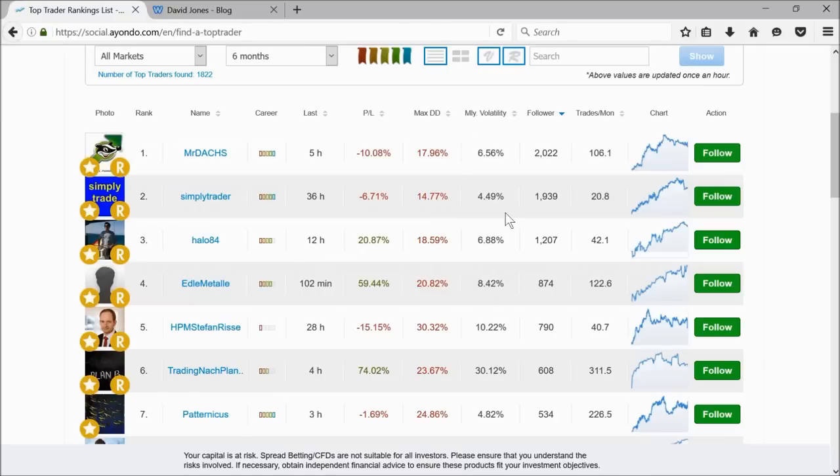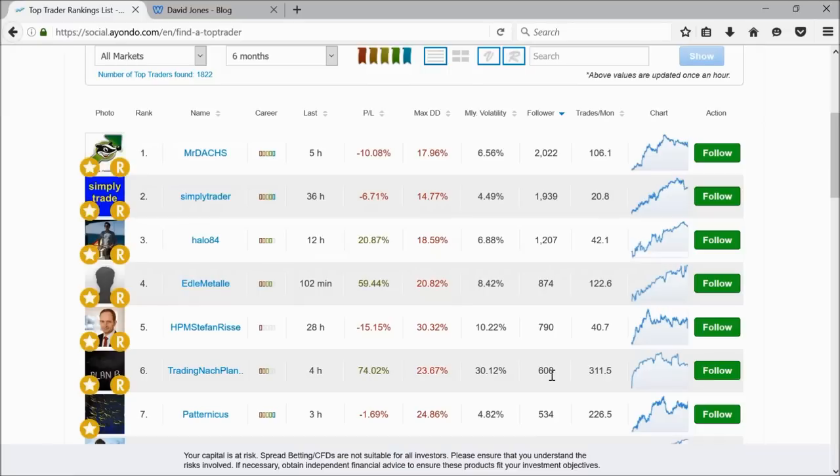Monthly volatility, the lower this figure, the less volatility there is in terms of monthly returns. So if you look here, we have some quite low volatility, 4.5%, 8%, and then this one down here, Natch Plan B, monthly volatility of 30%. So it tells you if you're following this person, you need to maybe have a stronger stomach for the swings that you're going to see on your account.